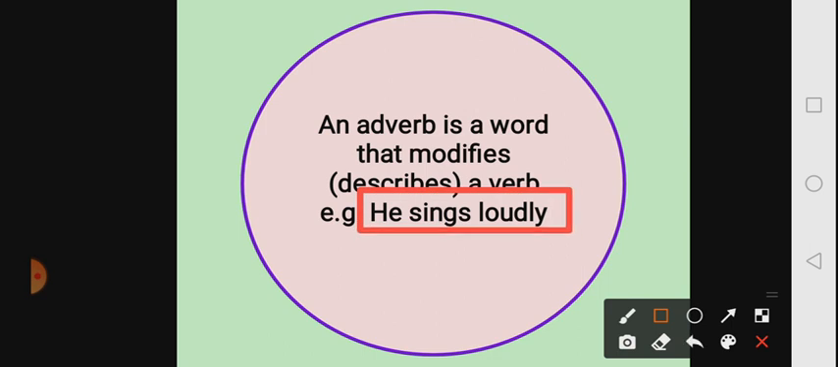In this sentence, sing is a verb. But then the quality of the verb has been explained, which says that the singing was being done loudly. So, loudly is the word that is telling us about the quality of the verb. So, any word that tells us about the quality of the work or the verb, that word is called an adverb.